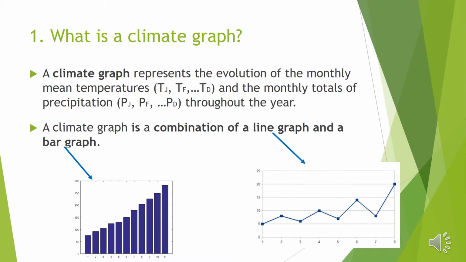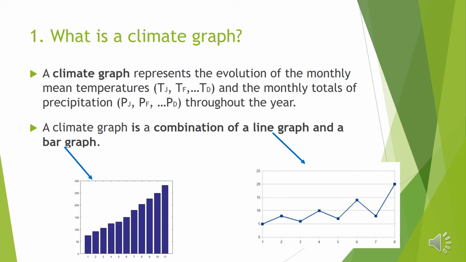Remember that the climate graph is simply the representation of our two variables, the temperatures and the precipitations. We are going to consider here the monthly mean temperatures and the monthly totals of precipitation. So, we consider the mean temperature of January, February, March until December, so 12 values, and the totals of precipitation for January, February, March until December, so also here we're going to have 12 values.